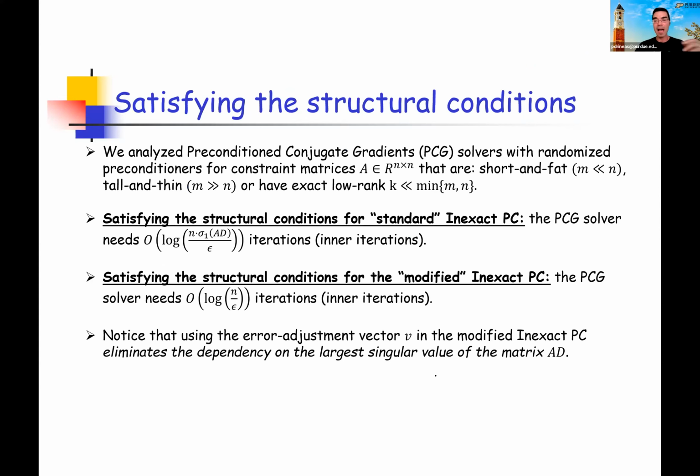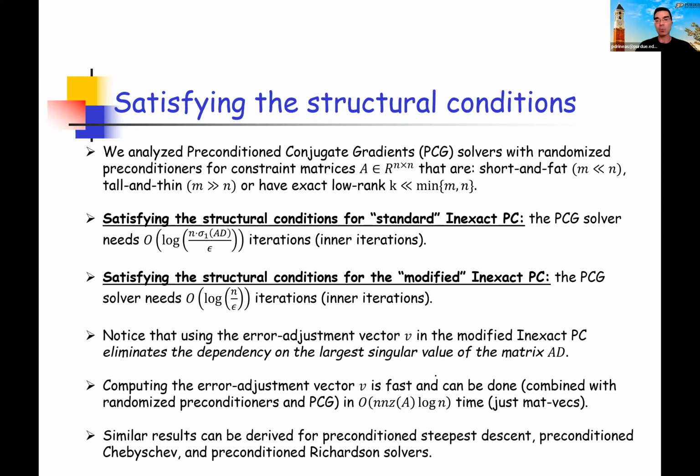Let me tell you that the result is what one would expect. I'm only focusing on this one. For the modified inexact predictor corrector with a correction vector, you have a PCG solver, a preconditioned conjugate gradient solver that needs order log n over epsilon iterations. Those are the inner iterations. And then root n log 1 over epsilon outer iterations.